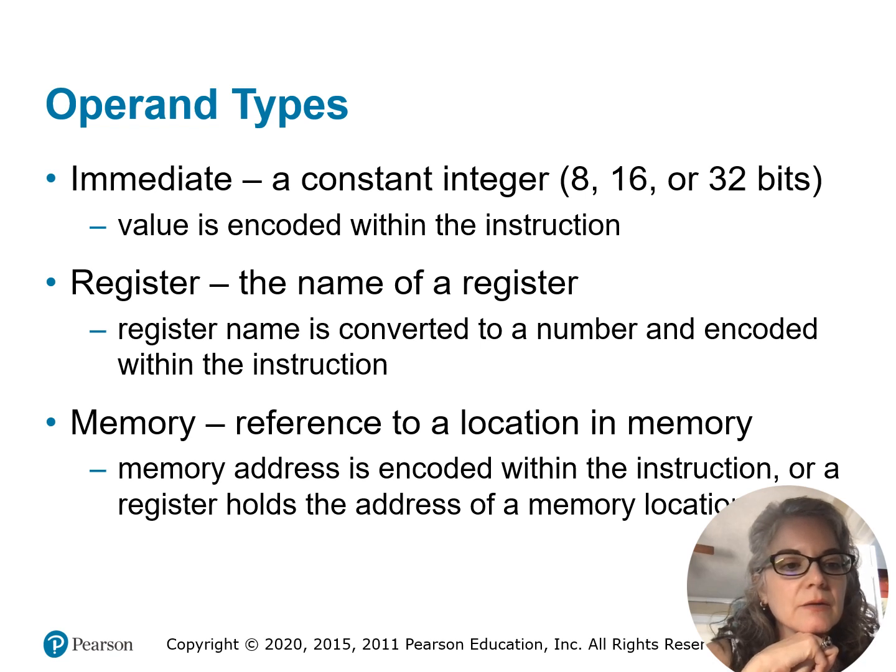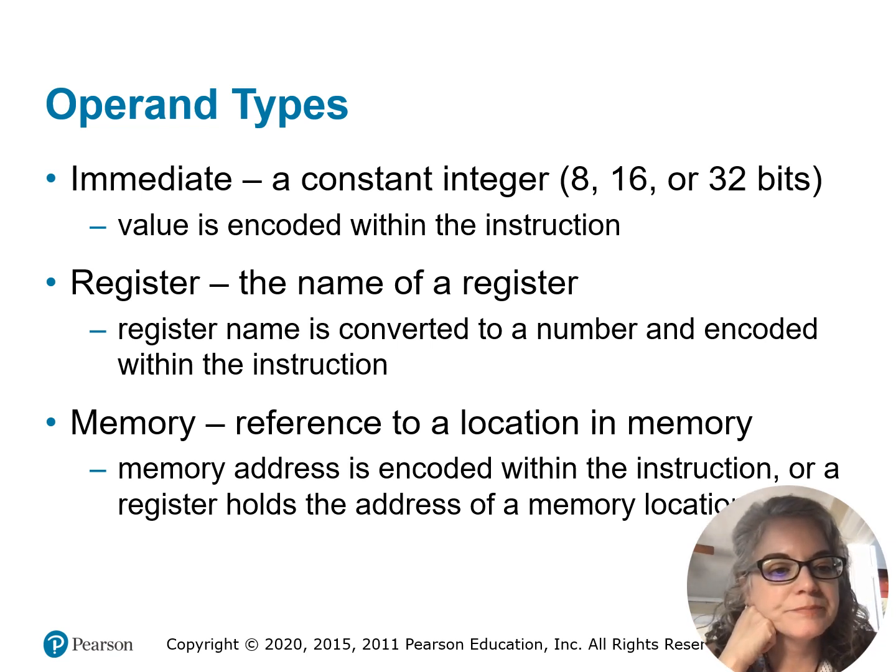And then another type of operand is a register. So one of those 2 operands in a move instruction can be a register name. The register name is converted to a number and then it's encoded within the instruction. And then we have a memory operand, which is a variable. So the memory reference to a location in memory. The memory address is encoded with the instruction, and the register holds the address of a memory location.